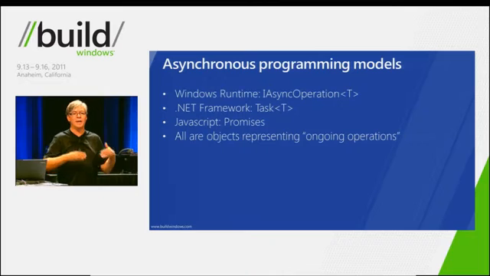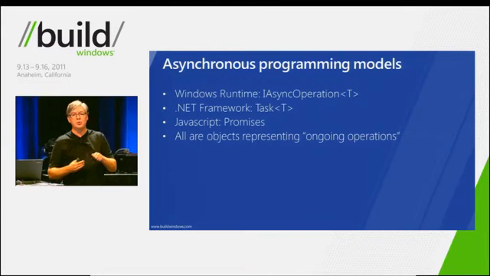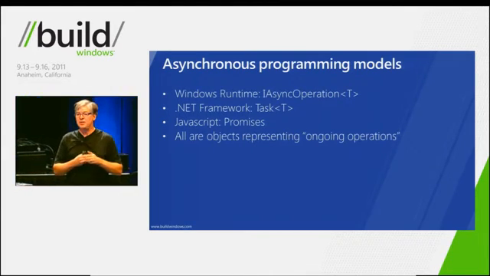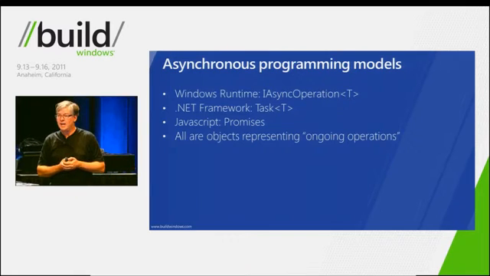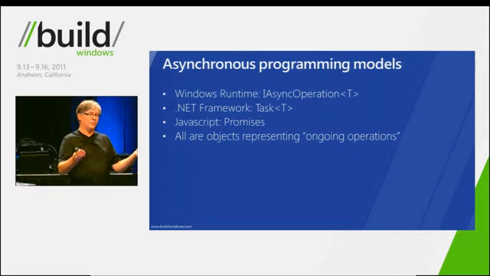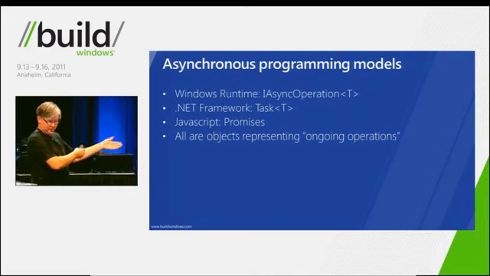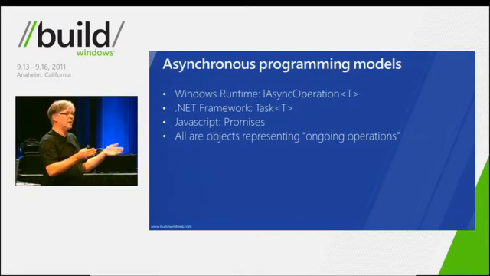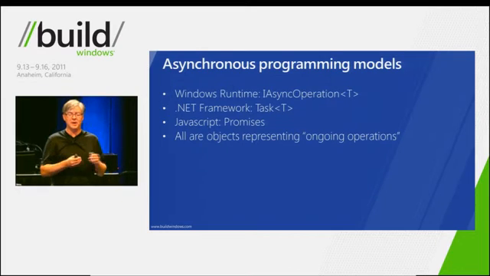When you call an asynchronous API, you get back an object that represents the operation that you have started. And this object, you can ask for the status of the operation, you can ask it for the result when the operation is done, or you could, in certain cases, block and wait for the result.